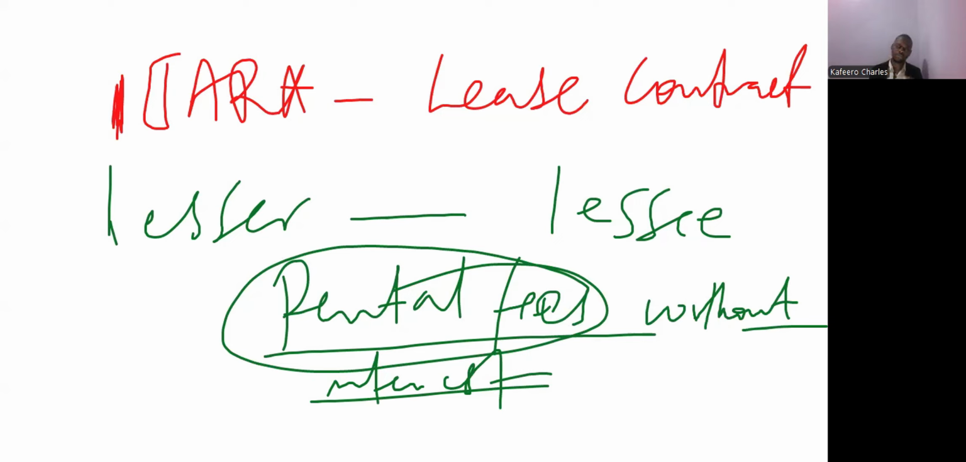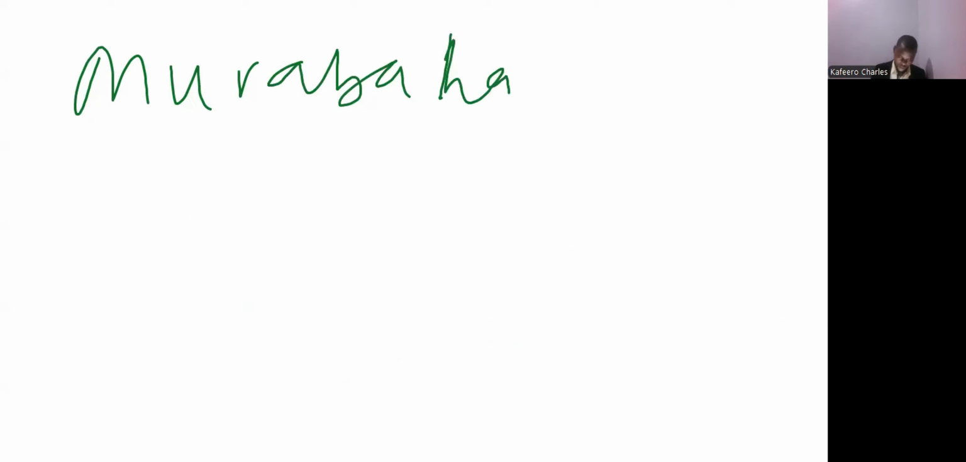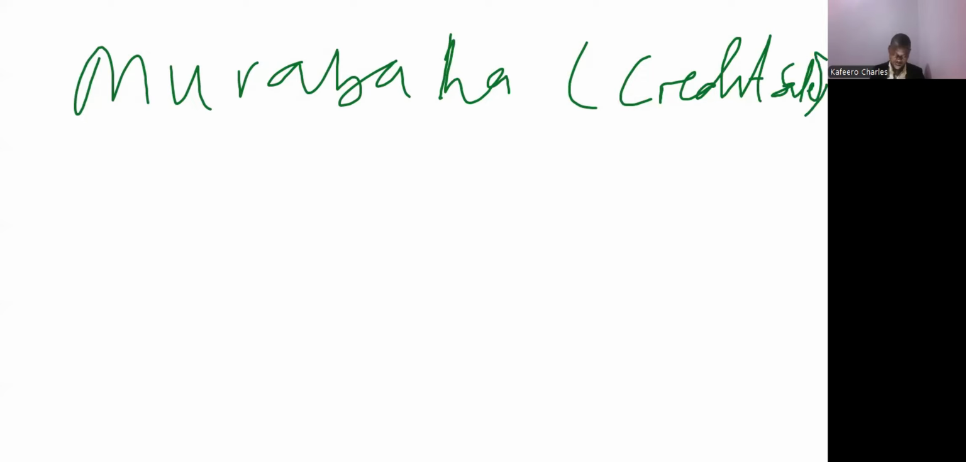So they will just call it maybe monthly monitoring costs that are not basically the actual interest. Then we look at the other one, murabaha. Murabaha, we said it is a credit sale. So here, they sell to you goods on credit and you pay later.